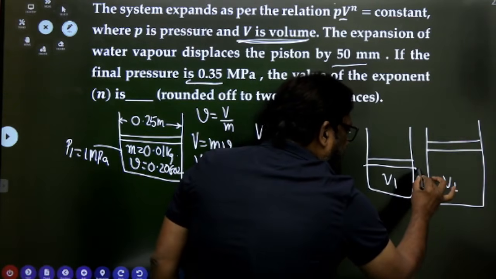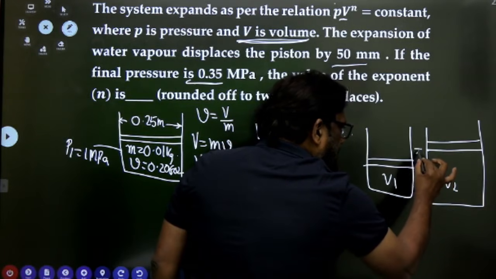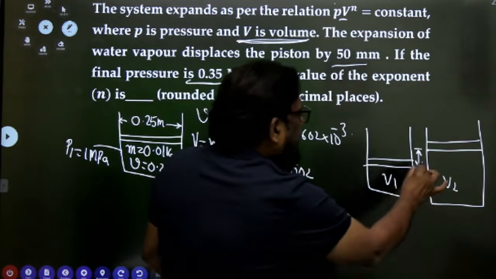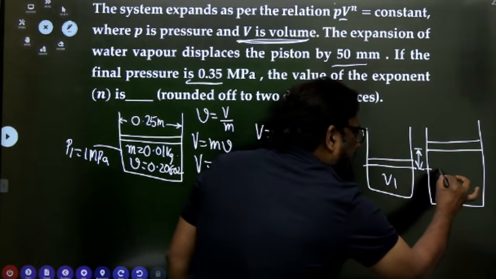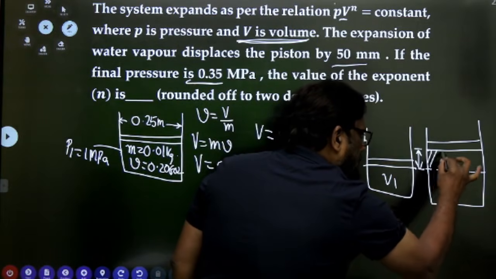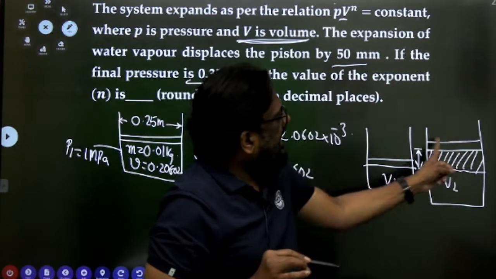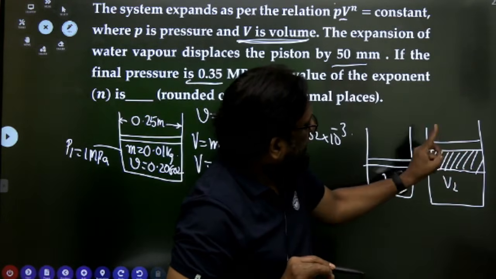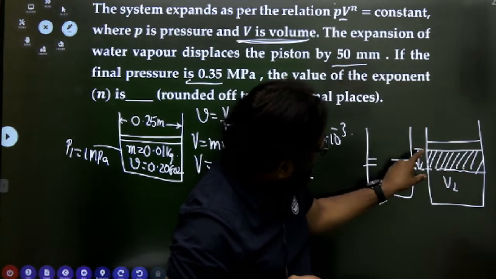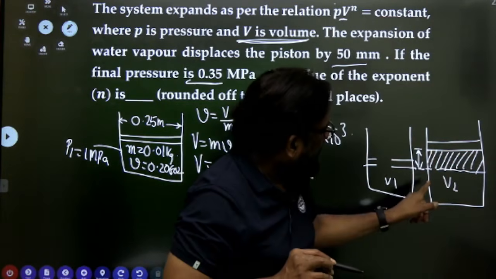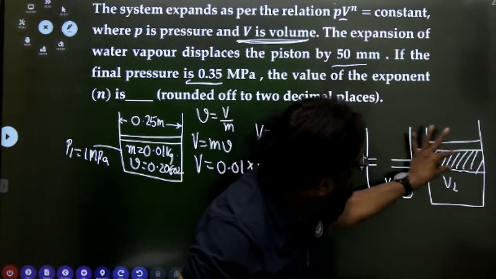तो अगर आप देखेंगे, this is the displacement. What is the displacement? कितना displace हुआ? 50 mm. तो can I calculate, my dear students, this volume? Yes. The diameter is given, pi by 4 d square is the area into this displaced length. So this volume will be obtained. If I want the final volume, it will be the initial volume plus this displaced volume.